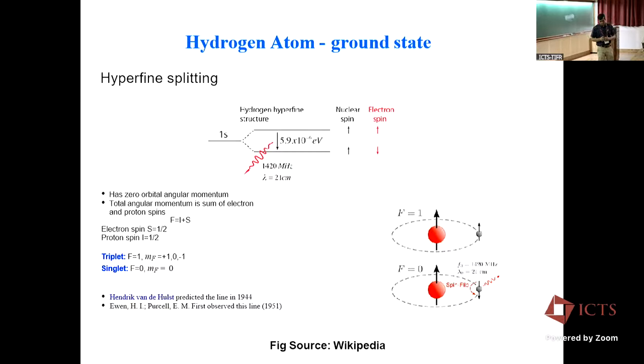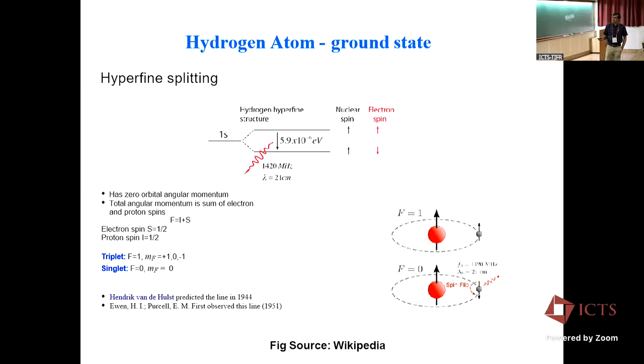Most of the hydrogen in our universe, during reionization and before reionization, like cosmic dawn and dark ages, is in the ground state. And the ground state is split into two hyperfine states. One is called the triplet state, and the other one is called the singlet state. So why are there two hyperfine states? Let me explain that.